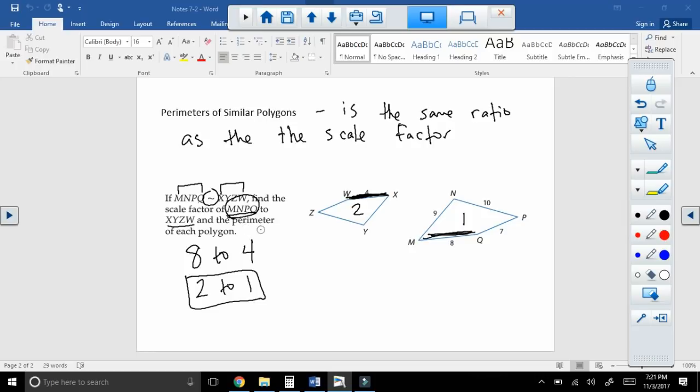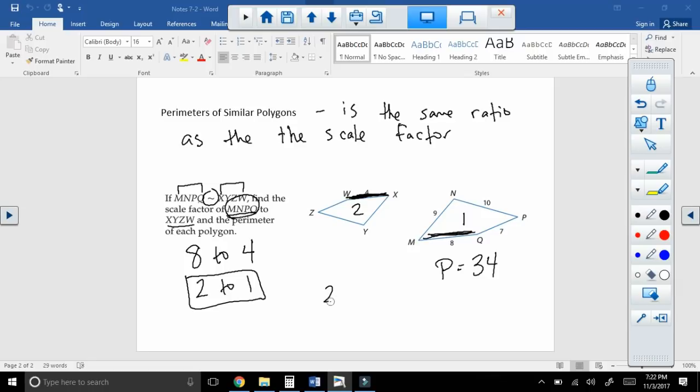And then we want to find the perimeter of each polygon. So the perimeter of this one's pretty easy. I'm just going to add up all those sides. The perimeter of this one is 34. So now what I need to do is find the perimeter of this smaller one. And I could set up 3 different proportions and find each one of those separately, but that's going to be more time than I want to spend, and I don't actually have to do that because the ratio of the perimeters is going to be the same as the scale factor.